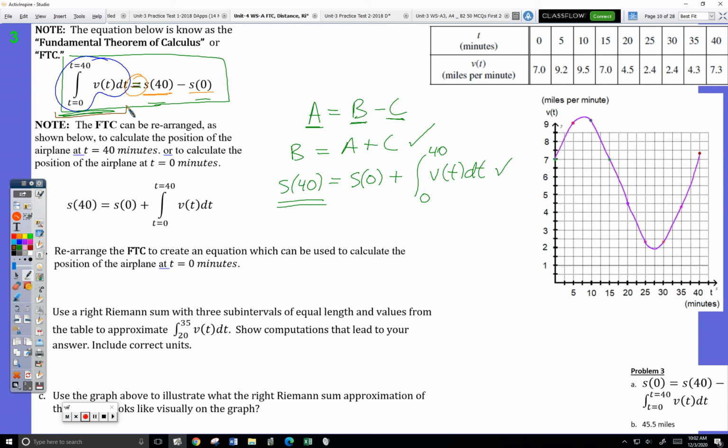Awesome. You can also rearrange the other way. You could write this: S of 0 is equal to S of 40 minus the integral from 0 to 40 of v of t dt. You can also do that. Give me one or two if that makes perfect sense.